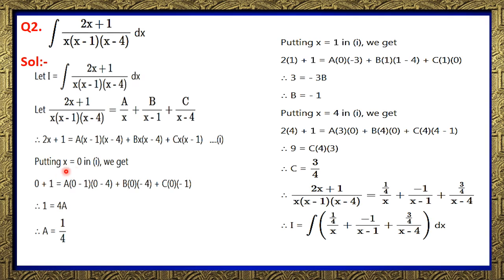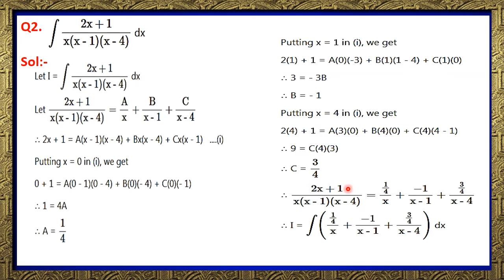So consider x is equal to 0 first. Then on the left hand side 2 into 0 plus 1 is equal to a into 0 minus 1, which is minus 1, so a into minus 1 is minus a, and 0 minus 4 is minus 4, so minus 4 into minus 1 is 4a, and the b and c terms are 0. So 4a is equal to 1, which means a is equal to 1 upon 4. Now put x is equal to 1, then we will get the value of b as minus 1. Just go through the simplification. And putting x is equal to 4 in equation 1, we get c is equal to 3 upon 4.